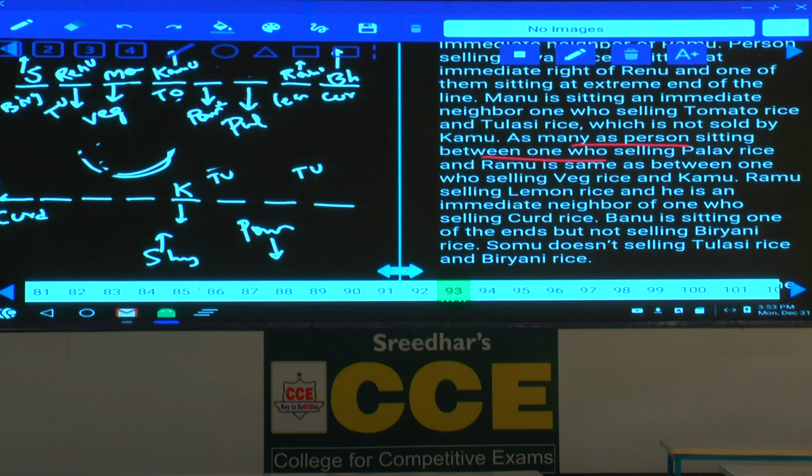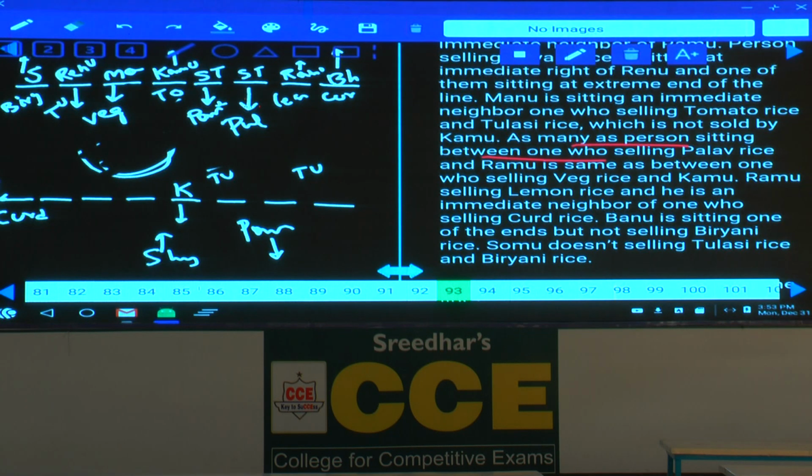If this is pulao rice, then the remaining persons are not known, isn't it? Who are those two persons here? One is Somu and another one is SRT. SRT can be here, or Somu and Thanu can be at this place. No information is given about these two.